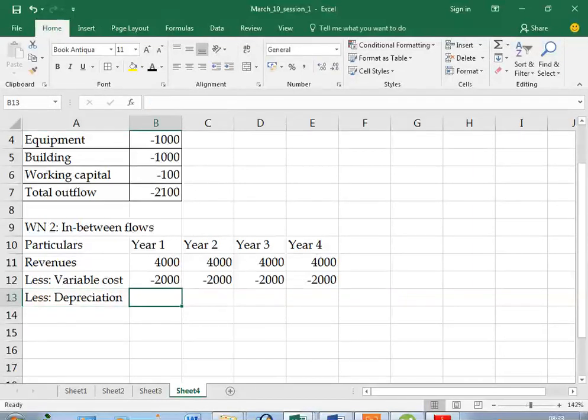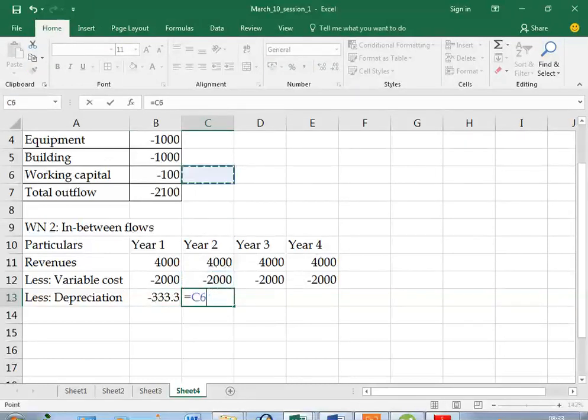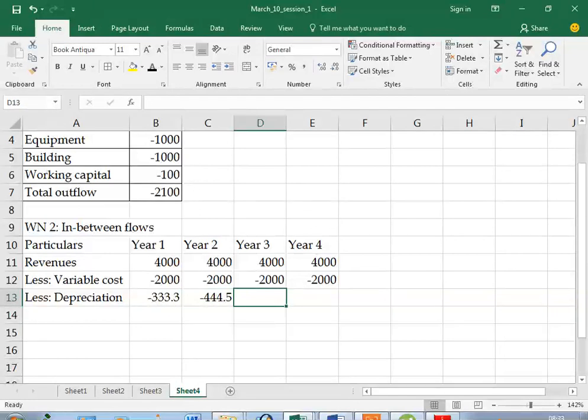I'll do it as 2 items. First I'll do equipment. Equipment they have said 33.33%. So my equipment value was 1000 into 33.33%. Second year is 1000 into 44.45%. These are not WDV, these are, I assume, SLM depreciation.